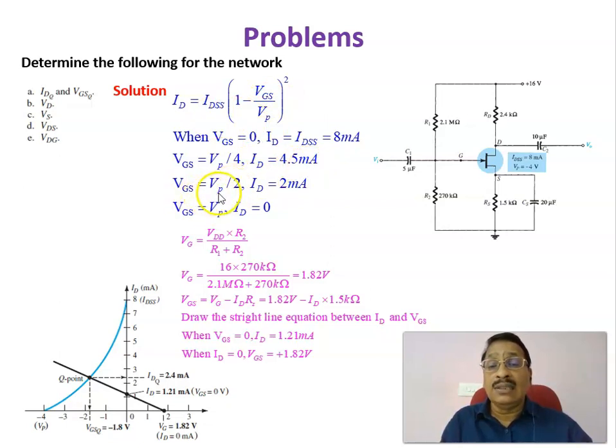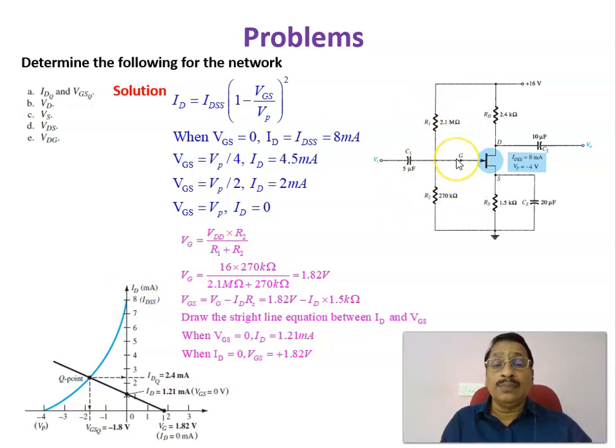Like that, when VGS equals VP by 2, as per this equation, it is equal to 2 milliamperes. And when VGS equals VP, this will become 1 minus 1, which is 0, so ID will become equal to 0. Therefore, when VGS equals VP, equal to minus 4 volt, ID equals 0. Like that, you can plot this curve, which is called the transfer characteristics, the relation between VGS versus ID.